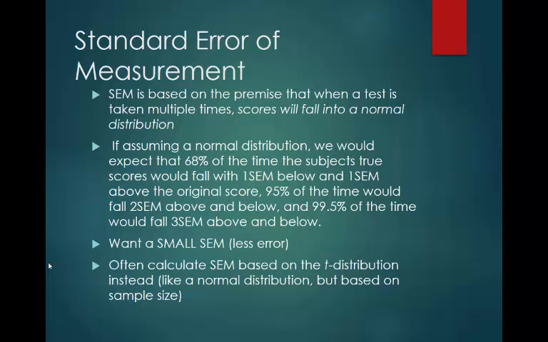Now, because the standard error of measurement is considered a measurement of error, right? How much error you have in actually having the exact number. You want a small SEM. And they talk a lot about how you could calculate the SEM based on a normal distribution, but often what's used is the t distribution, because the t distribution is based on sample size. All right, so that's the standard error of measure, and the reason you need to know that is because you're going to see it a lot in your SPSS output.